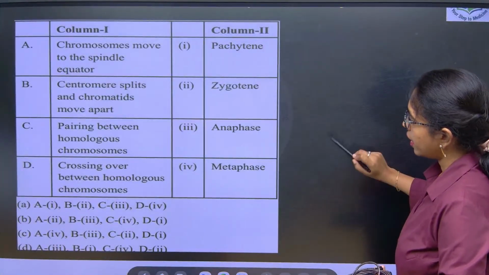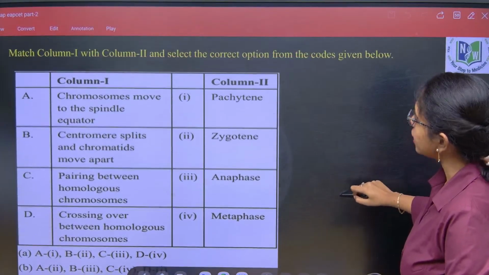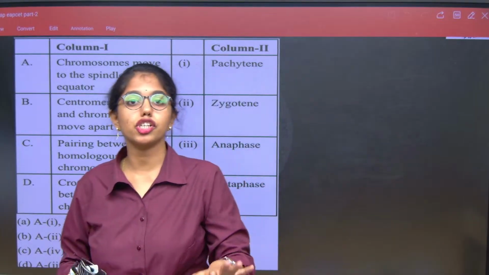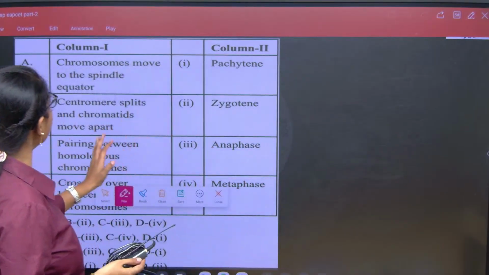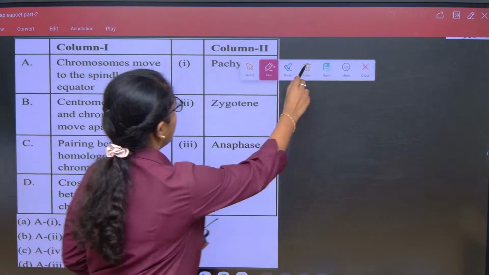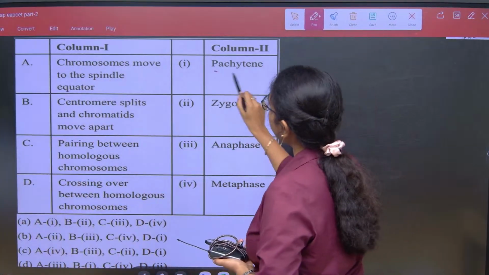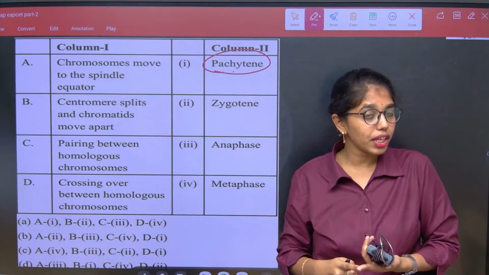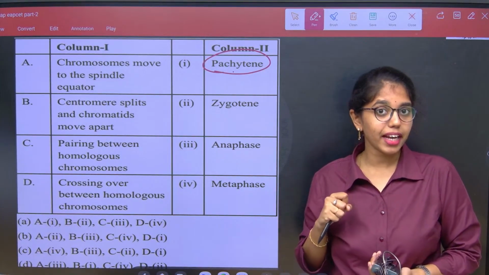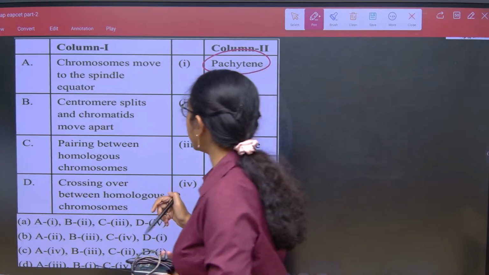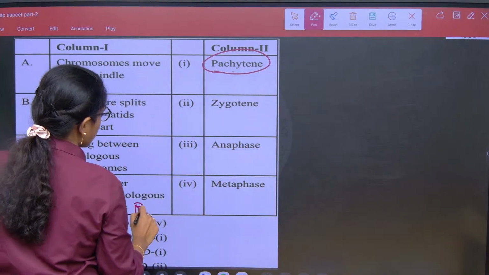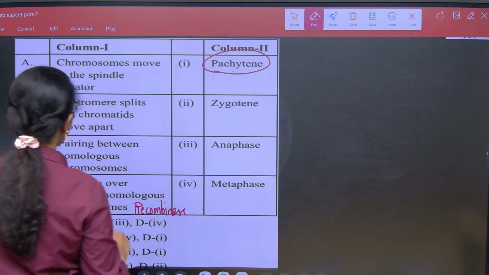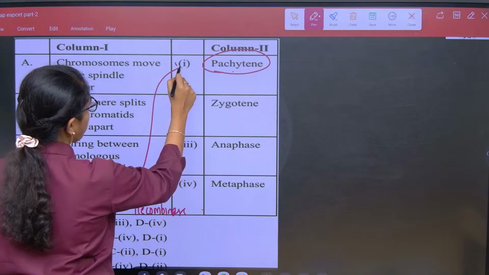Now this question is based on the substages of cell division. Clearly focus on this. So here you have to see pachytene. Pachytene means where crossing over or recombination is happening. This is an enzyme mediated process. What is the enzyme involved here? Recombinase. Fine. So here D will be option 1.